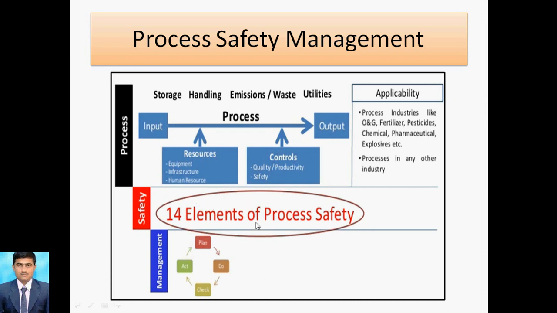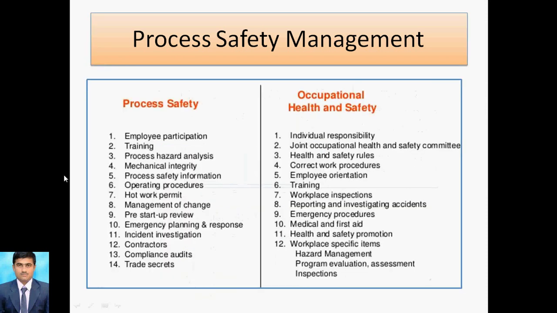So these 14 elements we can study one by one. So first is employee participation. For process safety management, training is also important. Training for refreshing employees, or operators, is also required over there. Then process hazard analysis: how to do hazard analysis, and what types of hazards there are. Then mechanical integrity, operating procedures, process safety information, and hot work permit.